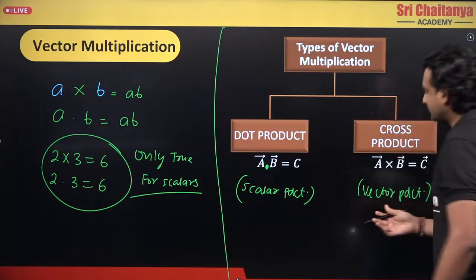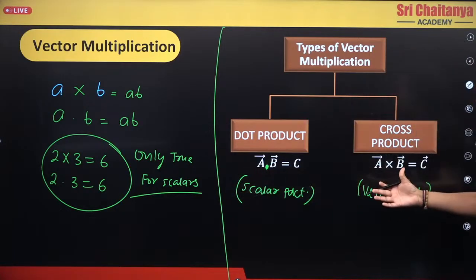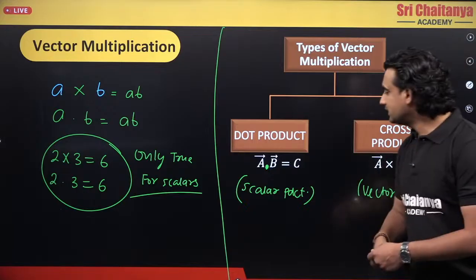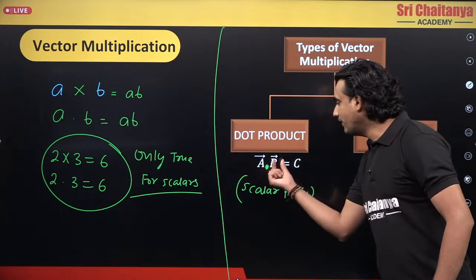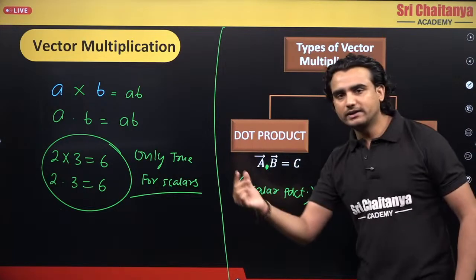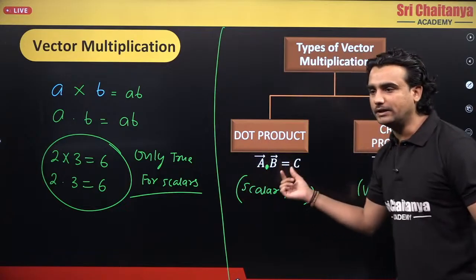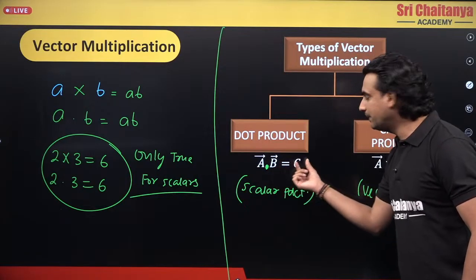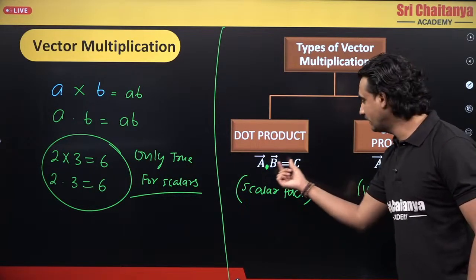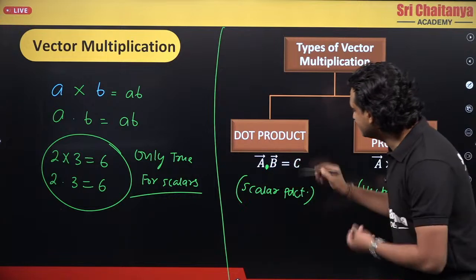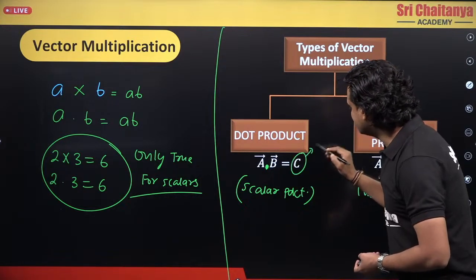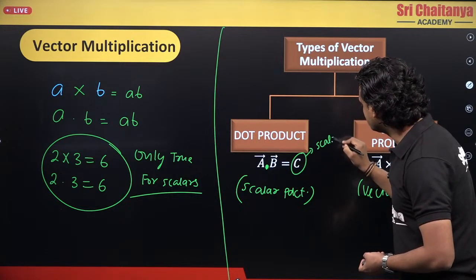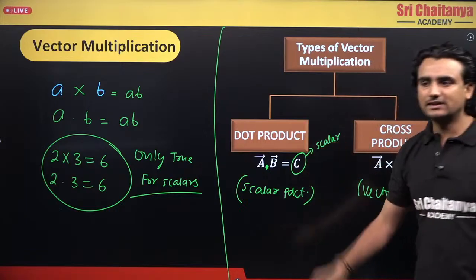Right? So now why is this known as a scalar product and why is this known as a vector product? Because in this, if I multiply vector A and vector B, I have two vectors, and if I multiply them and get C, this C is basically a number. I can say C is a scalar.